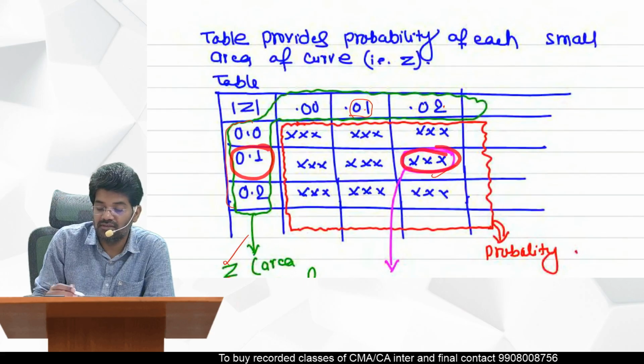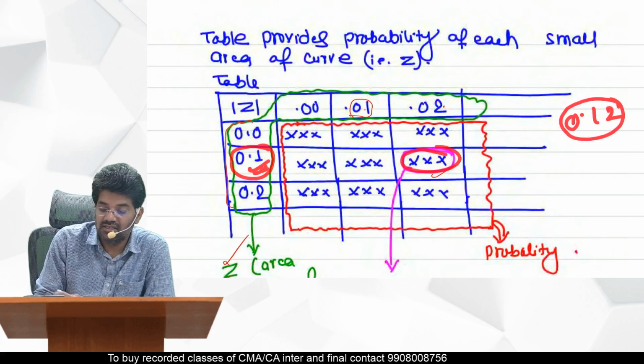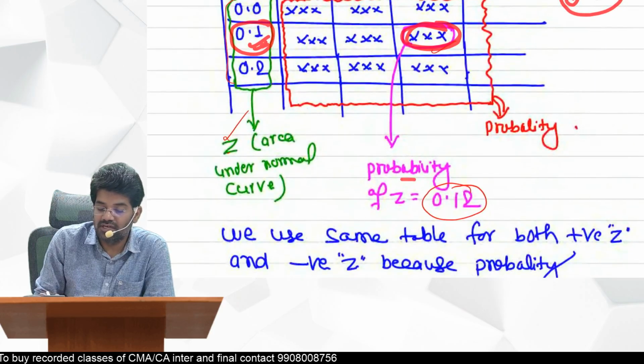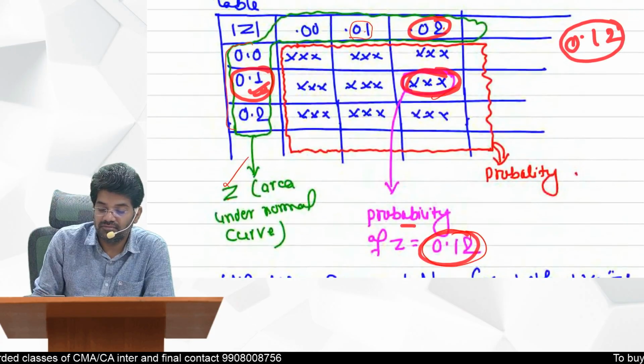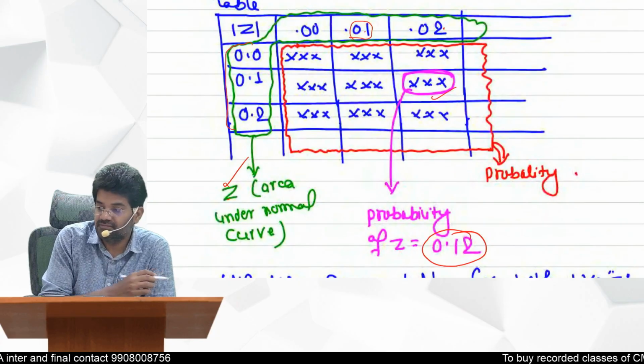This is the probability. 0.12 probability, how to check? 0.1 under this 2. This is the probability. So this is the probability of Z equal to 0.12. This is the area under the normal curve.